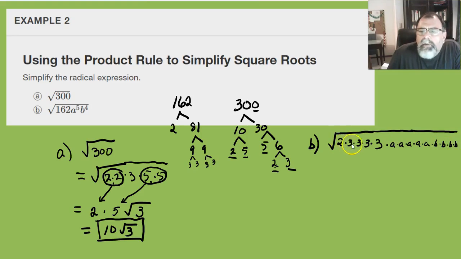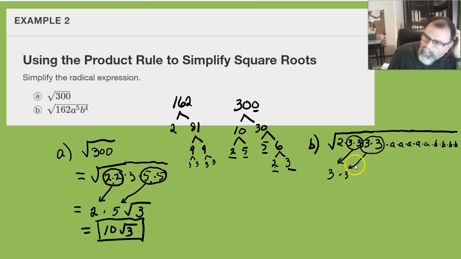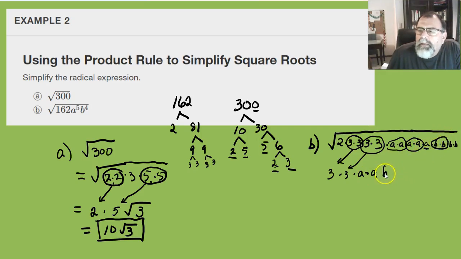Okay, so let's see. I'm looking for pairs. So there's a 3, another 3, a pair of 3's. And then for A's, 1, 2. Then that A is left over. Then a B and a B. And then I'm left with a 2 and an A on the inside. So 3 times 3 is 9. A times A is A squared. B times B is B squared. Square root of 2A. And that's my final answer there.